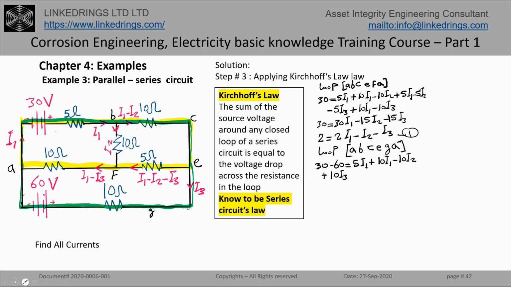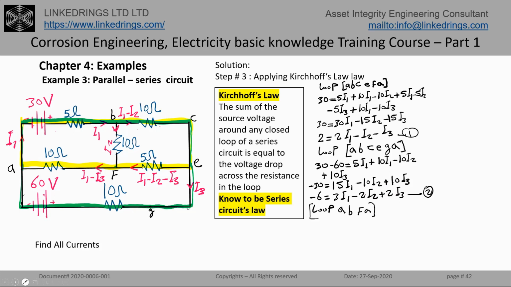Okay, let's simplify the equation. So 30 minus 60 is minus 30. I1 is 5 plus 10 is 15. So 15 I1. I2 is minus 10, so minus 10 I2. I3 is plus 10. So let's divide by 5. So minus 6 equal to 3 I1 minus 2 I2 plus 2 I3. Equation 2.